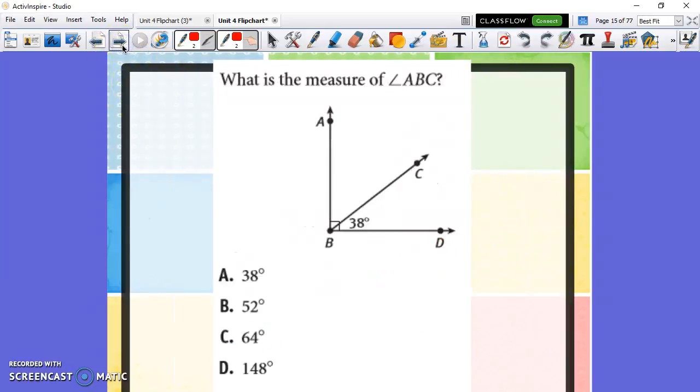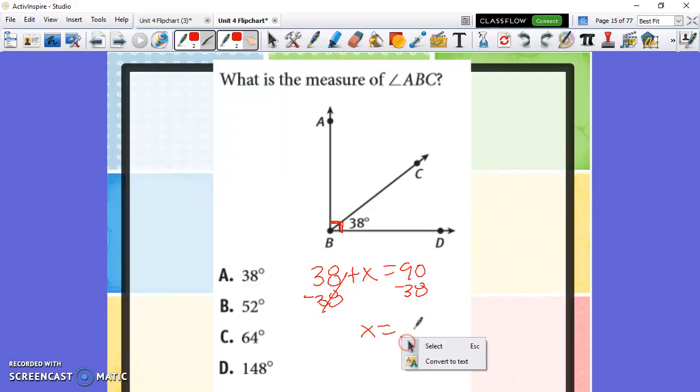All right, so we're going to do this one. Once again, this shows us that this is 90 degrees, which means these are complementary. So it'd be 38 plus some unknown number, so it gives us 90. So we're going to subtract 38 from 90 on both sides, so x is going to be equal to 90 minus 38, which is 52. And here is going to be 52 degrees.